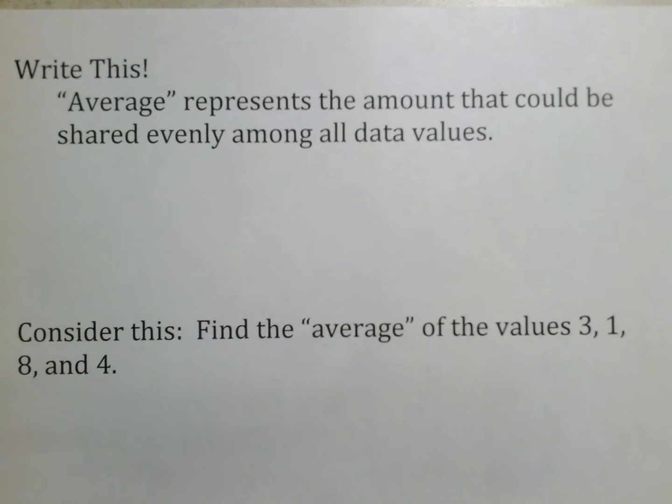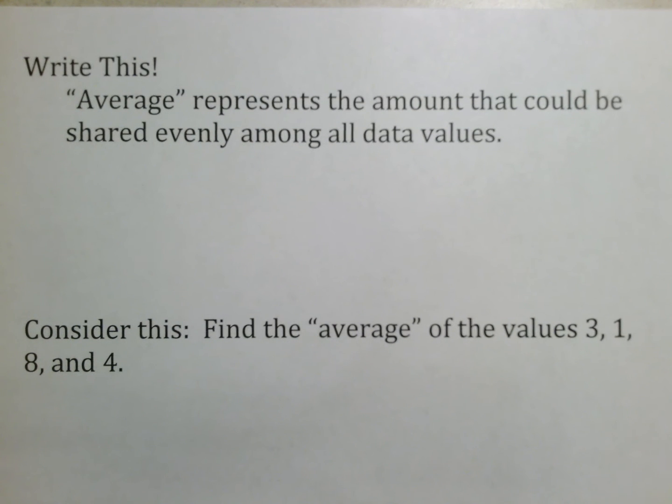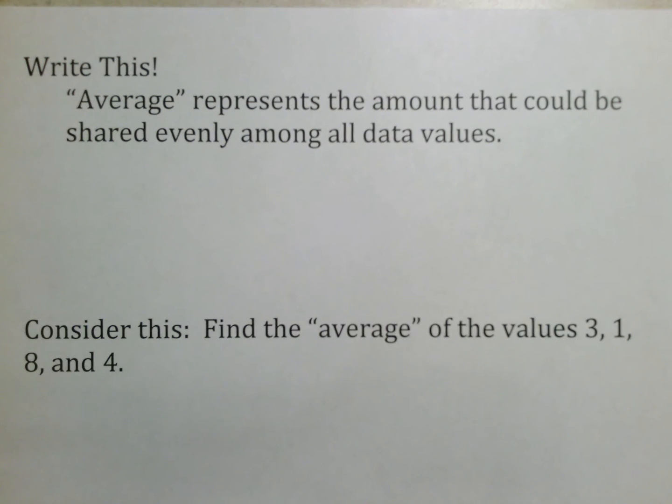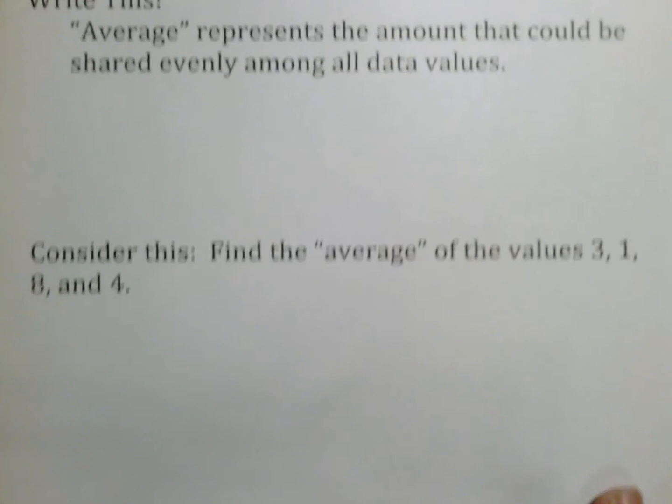Do write this though in terms of average, because there's another kind of question that we have to do to understand what's going on. So again, write that average represents the value that could be shared evenly, and we're going to talk about this. You don't need to write anything after this part, but just kind of follow along with what I'm about to show you, as we're going to find the quote-unquote average of 3, 1, 8, and 4.